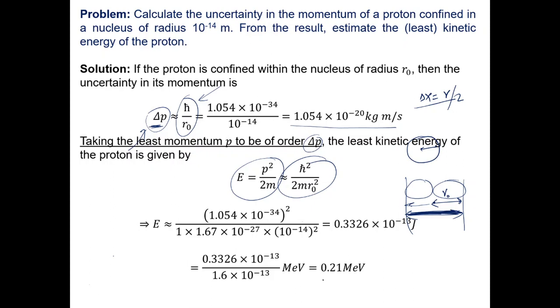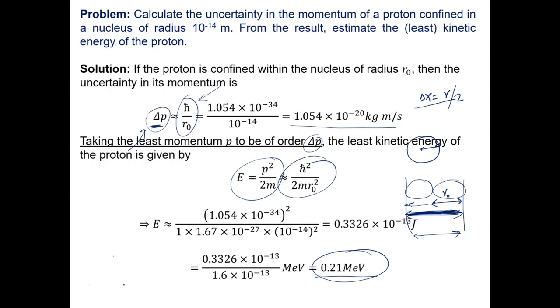In this case, the energy of the proton, which is confined inside the nucleus, is close to 0.21 mega electron volt. And again, this is the least energy. It tells us that when the proton is oscillating between the walls of the nucleus, moving forth and back, the minimum energy of this proton would be 0.21 mega electron volt.